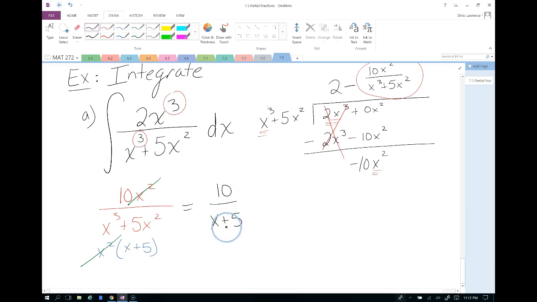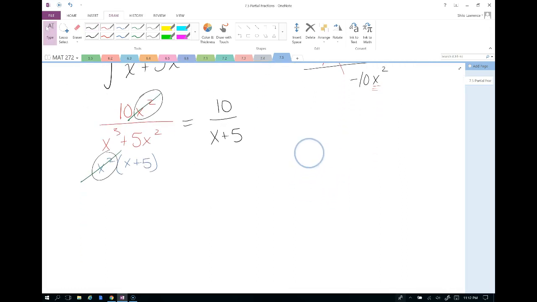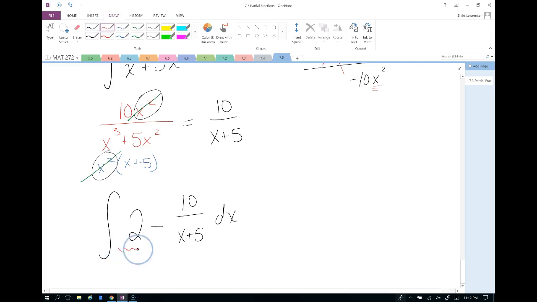That's already a linear denominator. We can't break that down any further. All we can do is go back to our 2 and say minus 10 over x plus 5. So doing that polynomial long division and also recognizing common factors is a very important part of the simplifying process. Once we did those 2 steps, what we're left with is 2 minus 10 over x plus 5 that we want to find the antiderivative for. And because I now have them in 2 separate terms, I'm going to integrate them individually.